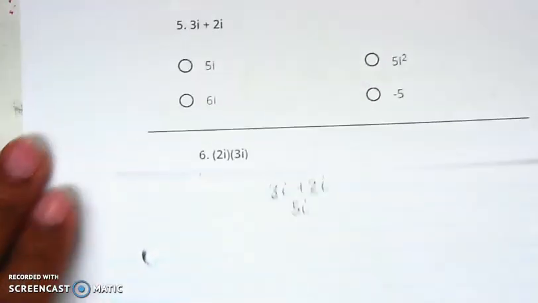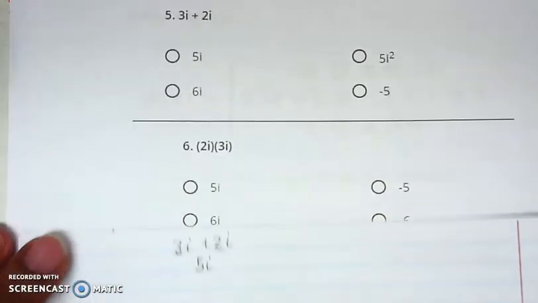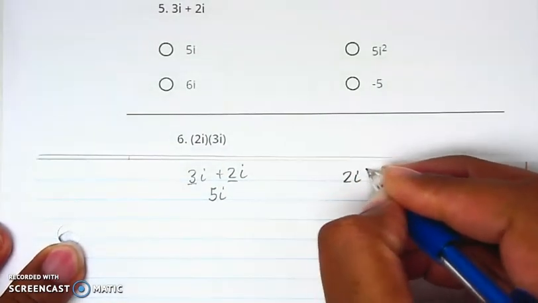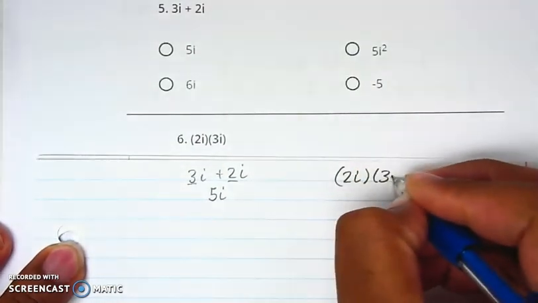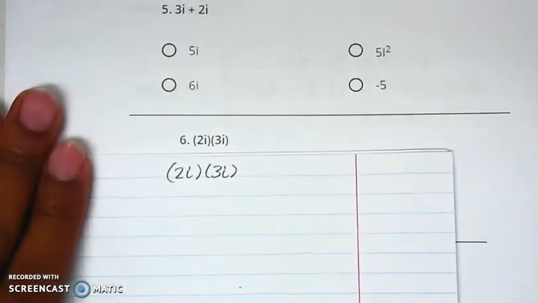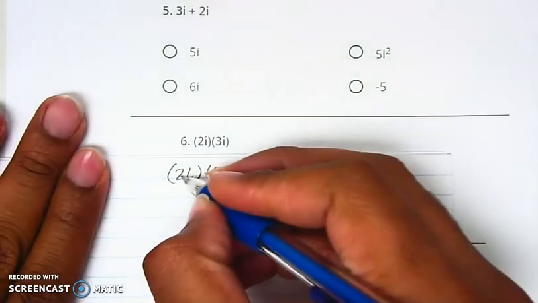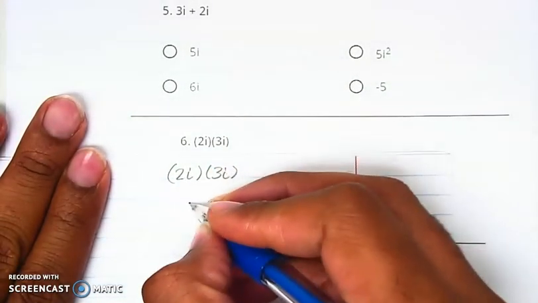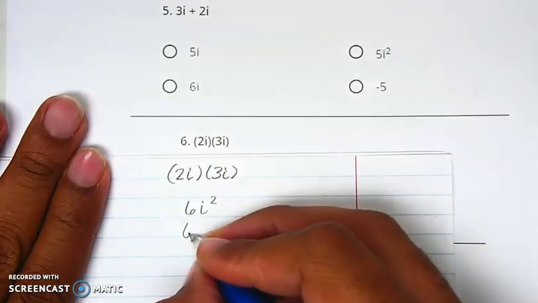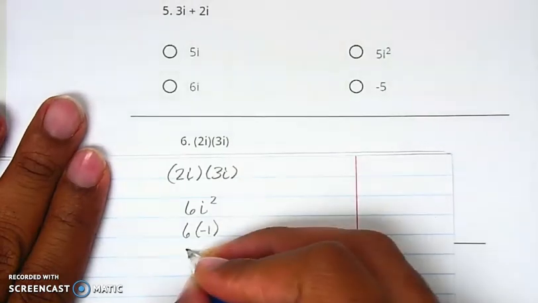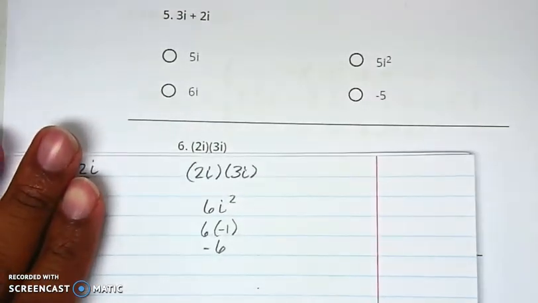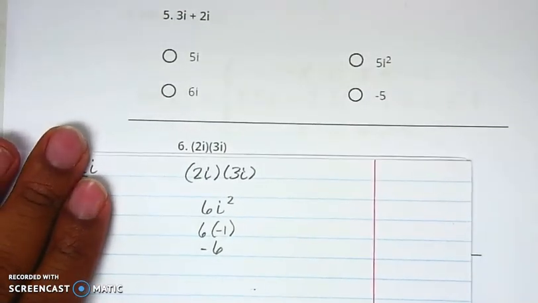The last one for complex numbers is 2i times 3i. Here we multiply 2 times 3, which is 6. i times i is i squared. Change that i squared over to negative 1. So negative 6 is your answer. All right, so we have all of those for our complex numbers.